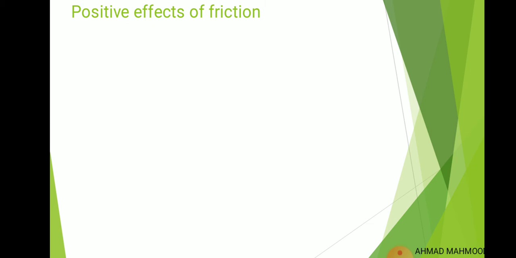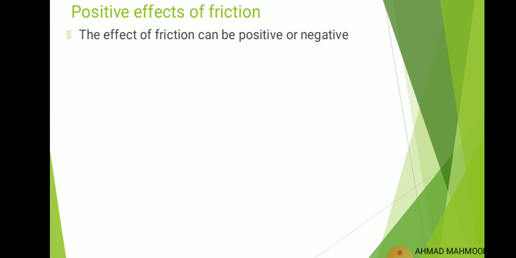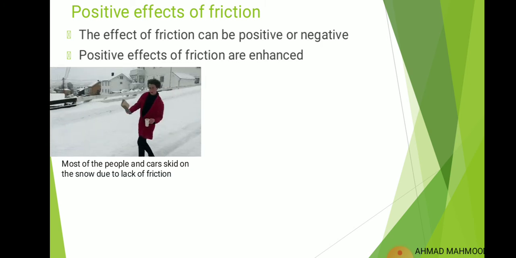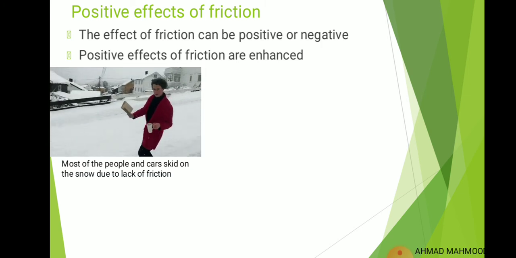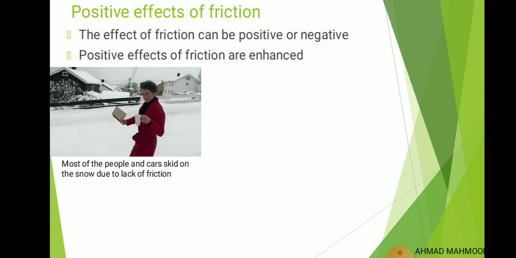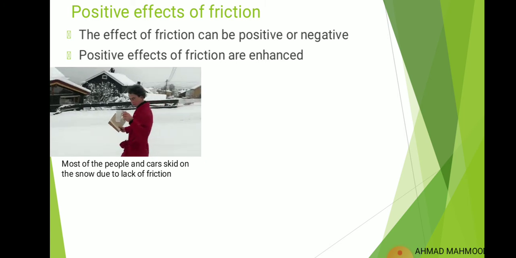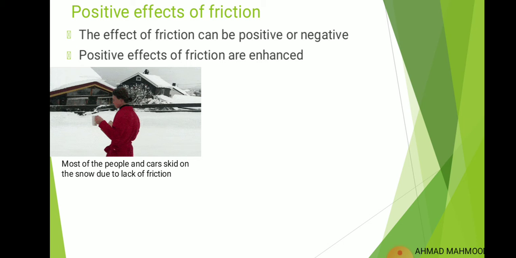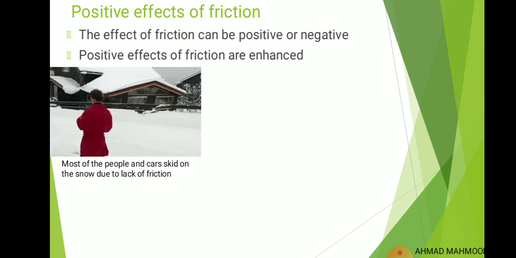There are some positive effects of friction as well. The effect of friction can be positive or negative. The positive effects of friction are there to be enhanced. For example, most people and cars skid on snow due to lack of friction. So the friction should be enhanced between the wheels and the road.